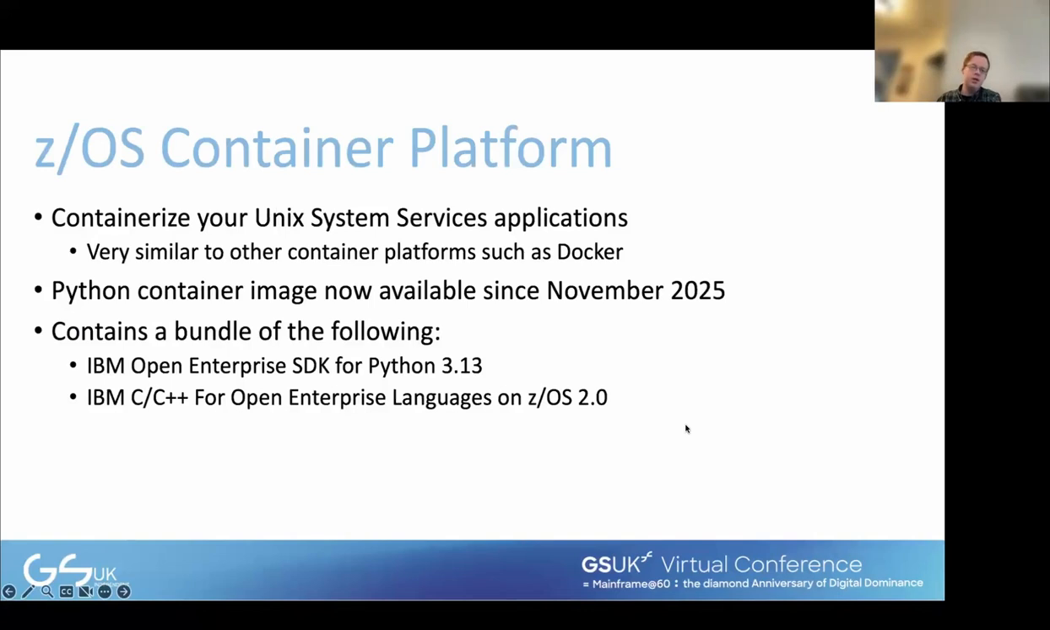Okay. So the zOS container platform is about being able to containerize your Unix workloads. In this case, we provide an image that contains both Python and a C and C++ compiler. So if you want to build and install any of your packages, it comes with exactly what you need. I'm not going to give you a full demo of this because it's the same as the previous demo, but I am going to show you exactly what it looks like. We're going to look at what the container file looks like, and the commands to build and run it. So let's minimize again.